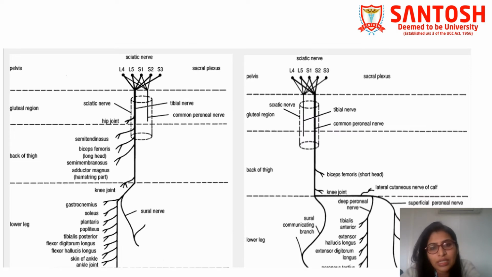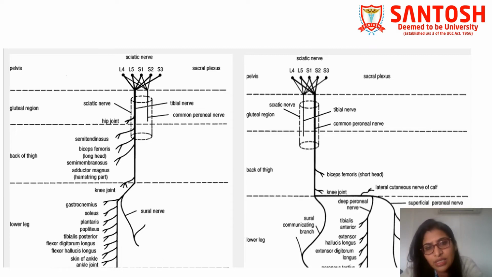So this is a line diagram to show you separately, and for you it will be easier to remember the tibial nerve and the common peroneal nerve, how they are going into the lower limb, and what muscles they are supplying in the different regions of the lower limb.